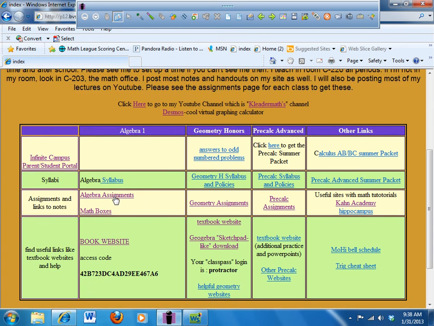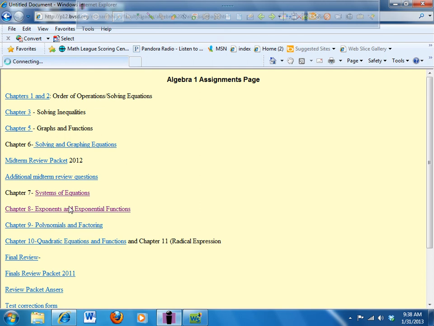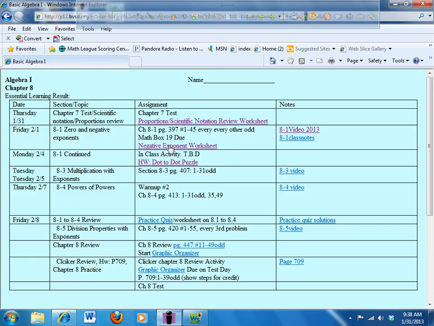Next thing, final thing I'm going to go over before you start your test, and this is kind of a mini lesson, a real short lesson. If you go to chapter 8, we'll give you this handout, but today we are doing proportion scientific.